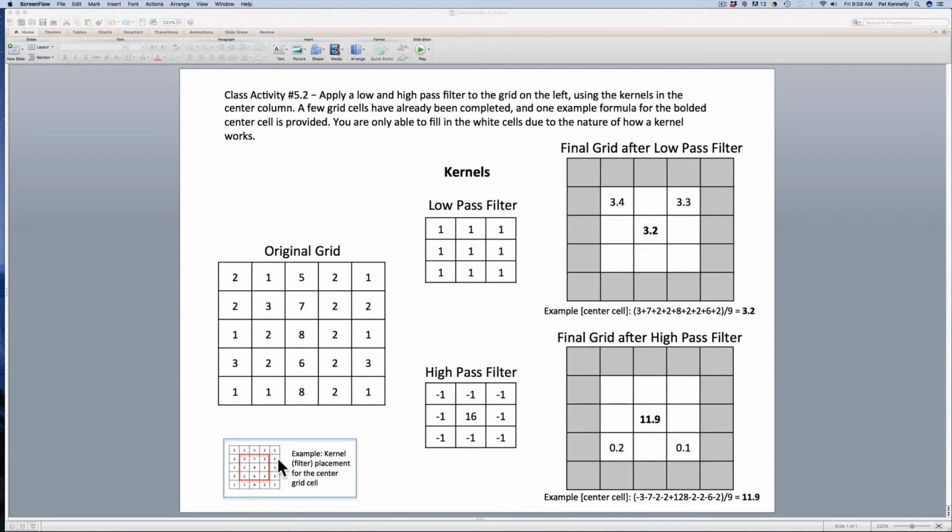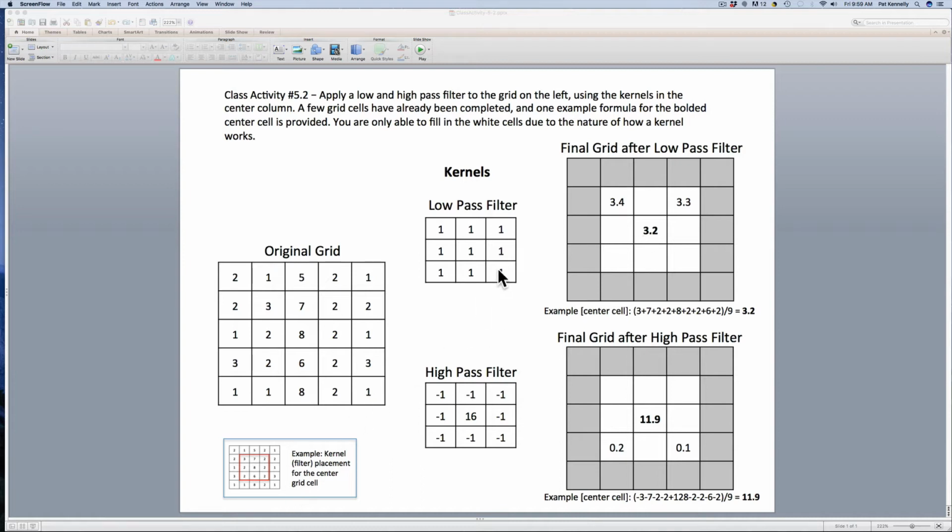In this example, the first one we're going to calculate is this middle cell here, which has a current value of 8. We're going to lay this low pass filter over the red area here, and then we're going to multiply 1 times 3, 1 times 7, 1 times 2, and add all those numbers together. That's what's shown here: 3 plus 7 plus 2 plus 8 plus 2 plus 2 plus 6 plus 2. Since we've added all 9 of those numbers together, we're going to divide by 9 and get a value of 3.2. And we're going to write that into that same grid cell in the output grid. So this is going to be the final grid after we pass the low pass filter over it.